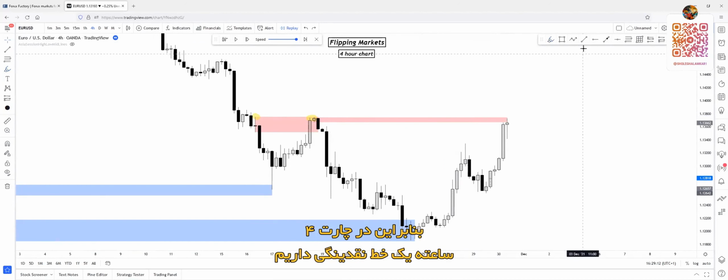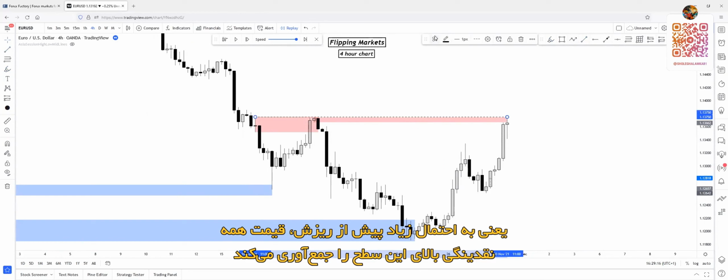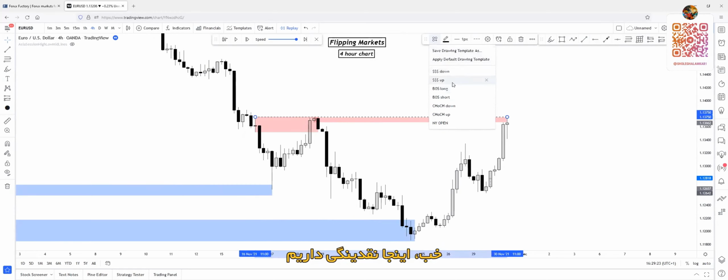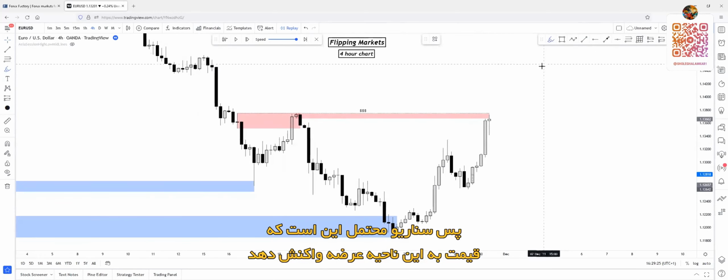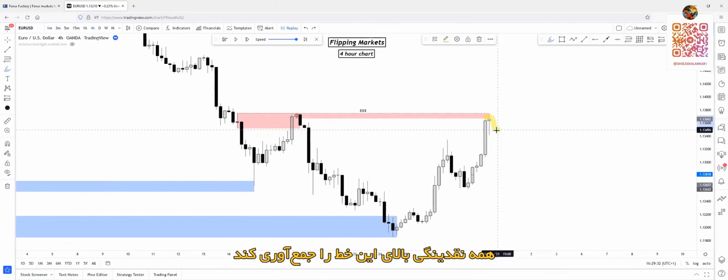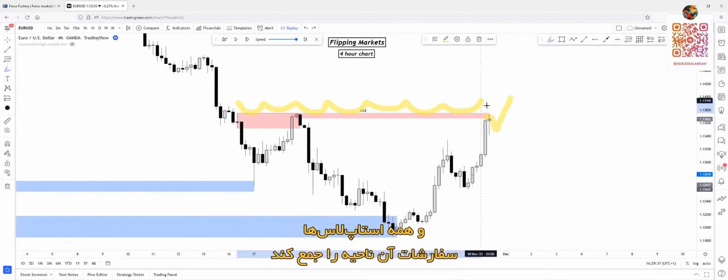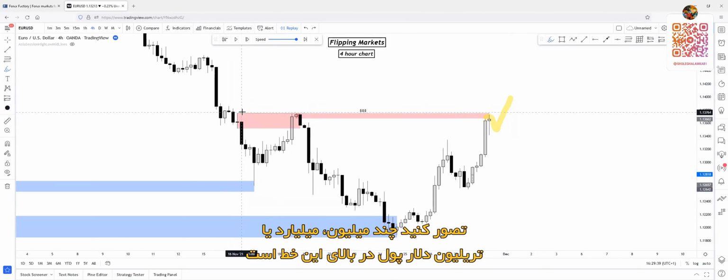So we have a liquidity line on the 4-hour chart, which means price has a really high probability to sweep all of this liquidity before the reversal to the downside. Okay, so here's the liquidity. The possible scenario here is that price maybe reverses on the supply zone, and after the reversal, it will sweep all of the liquidity from above this line, collect all of the stop losses, collect all of the orders.